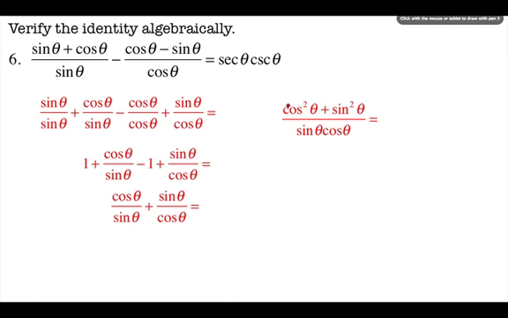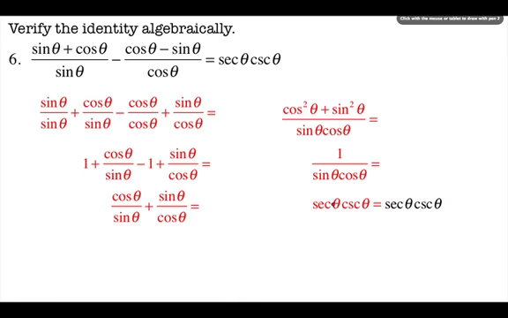At this point, cosine squared theta plus sine squared theta, every single one of you should know that this is equal to 1. Leave the denominator alone, and at this point, you should be able to see that it's equal to the right-hand side.